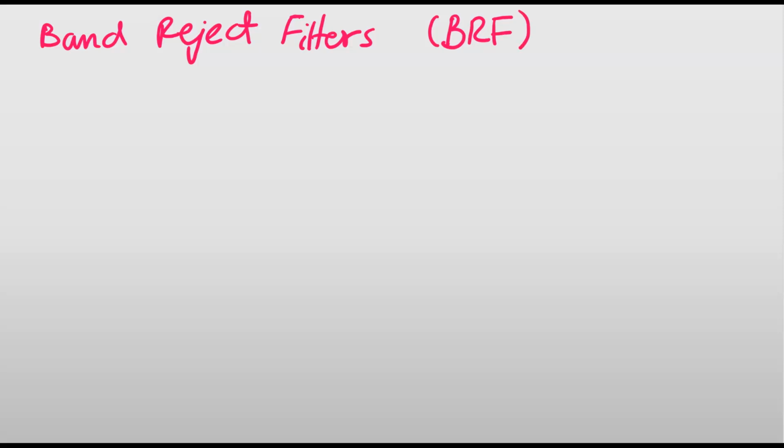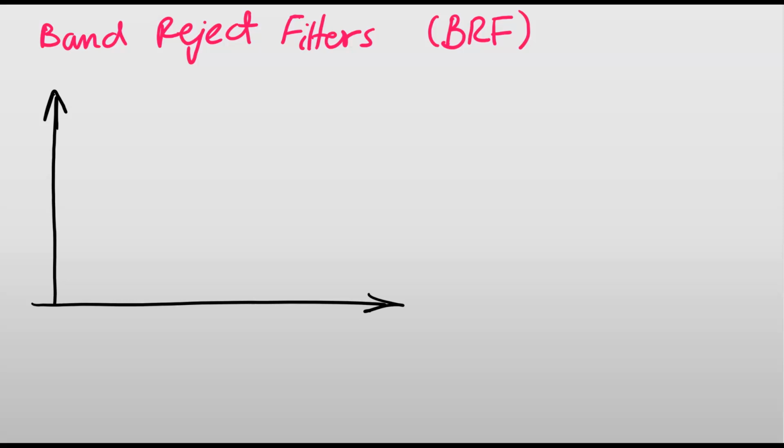A band reject filter has a frequency response plot which lets input frequency components go through the circuit if their frequency is low or high, and if they are within a range in the middle frequency, then it will stop them. So it has a frequency response plot like this.